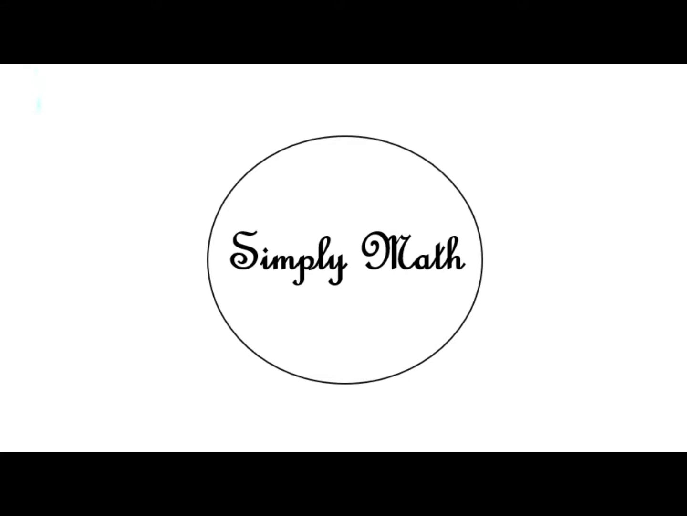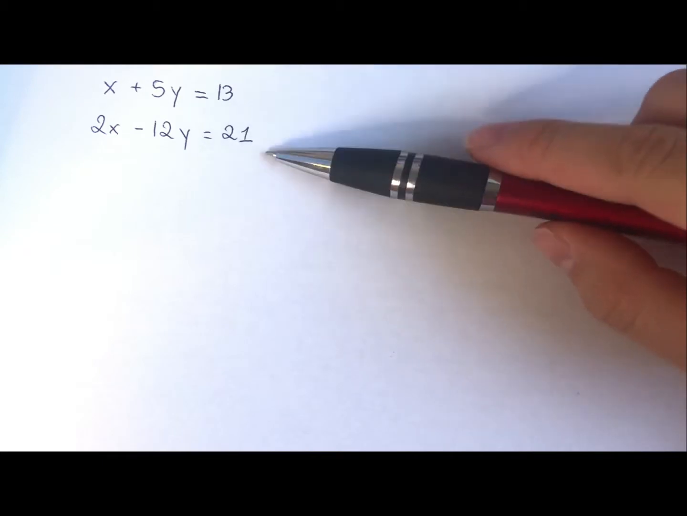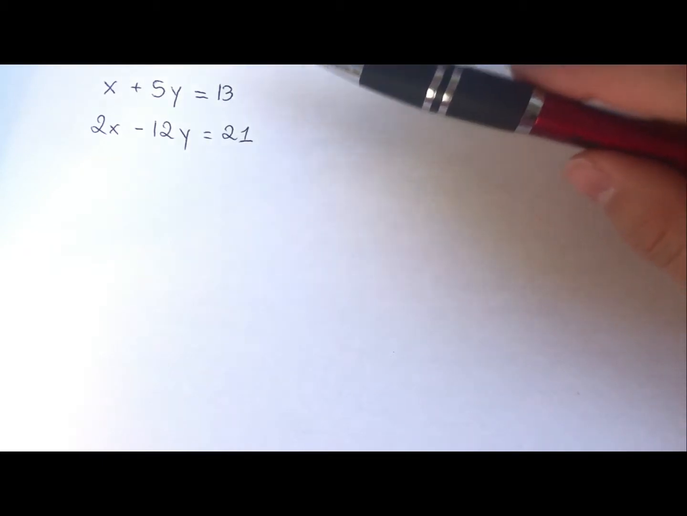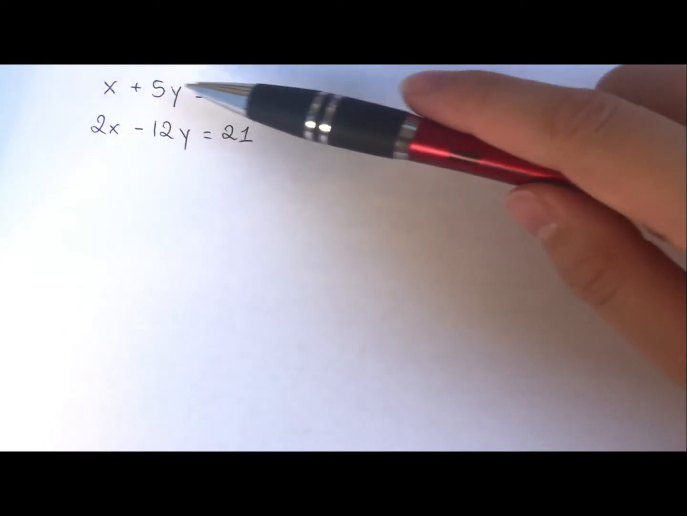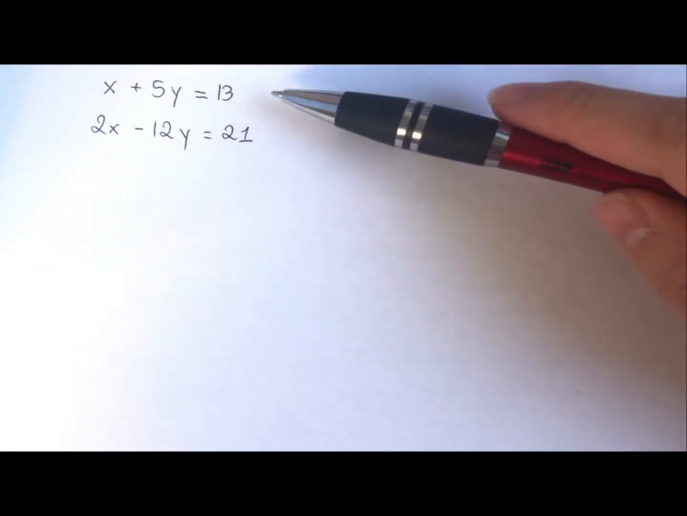Today I'll show you how to solve a system of equations using the elimination method. This is the same example that I showed you in the last video where we used the substitution method. With solving systems of equations, the number of equations that you have is equal to the number of variables that you have. So in this case, we have two variables, x and y, and we have two equations.